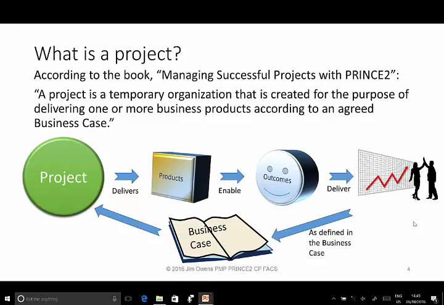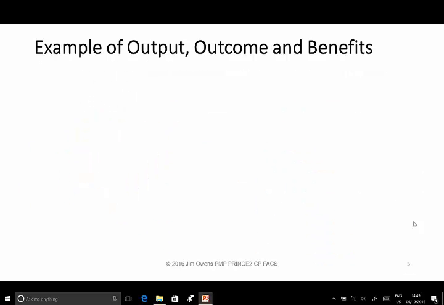It is important to note that benefits may or may not be monetary. For example, the project may be initiated in response to a legal requirement, such as to implement new tax laws. Now let's have a brief example of outputs, outcomes and benefits.